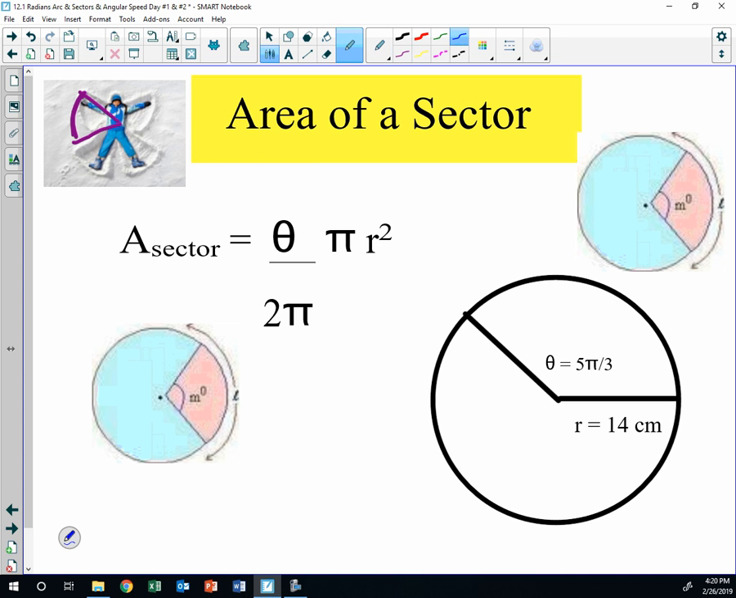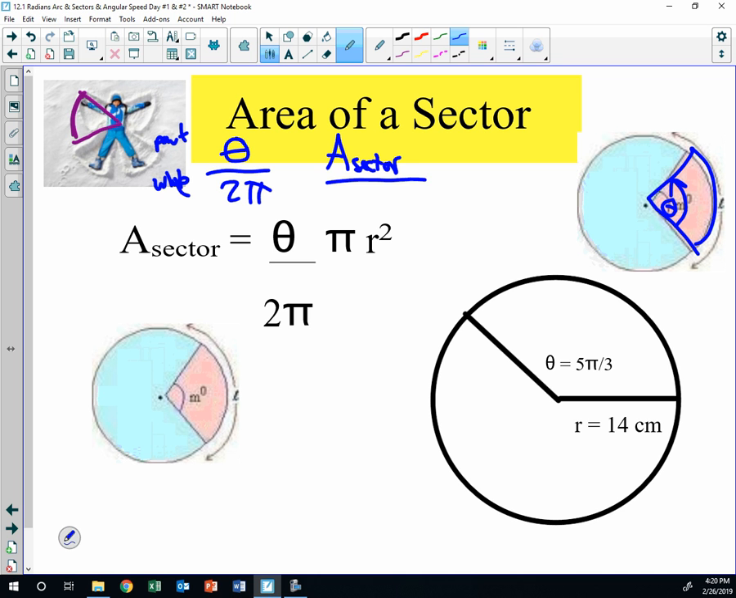So, same thing, we're going to set up a ratio, an angle, theta, part of the circle, compare it to 2 pi, which is all the way around. So this is the part, this is the whole. And then we're going to compare that to the area this time, the piece of pie, or the area of the sector.